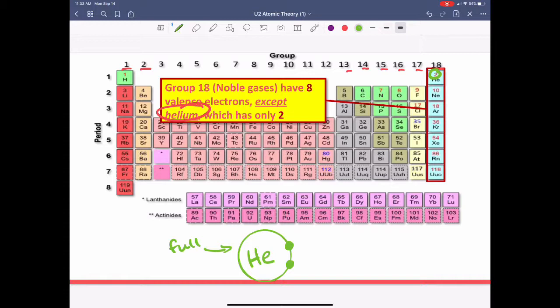All right, well, let's compare that to neon. So here's our neon Bohr model, and then our first shell. And our first shell can hold how many?